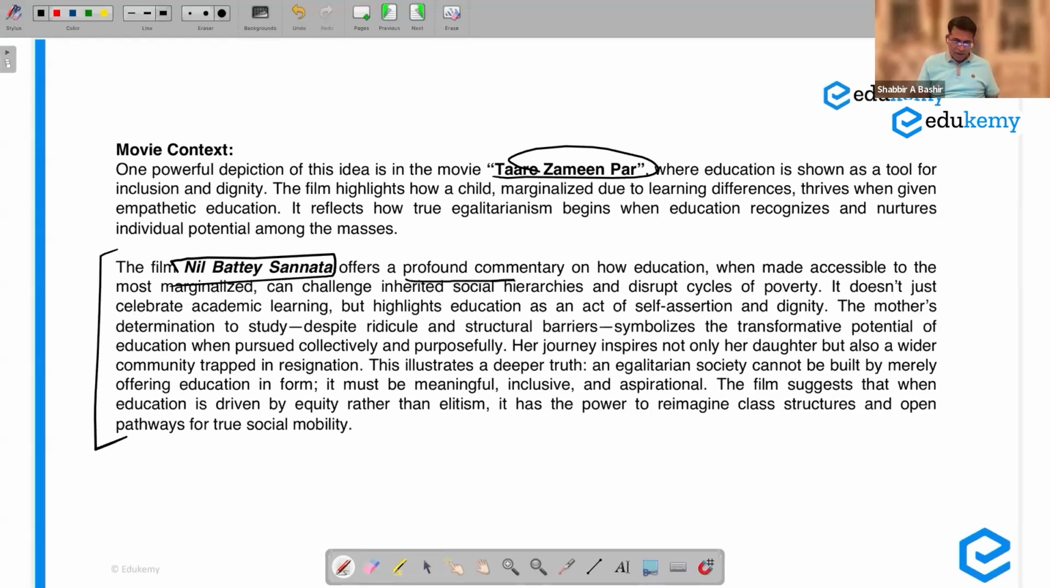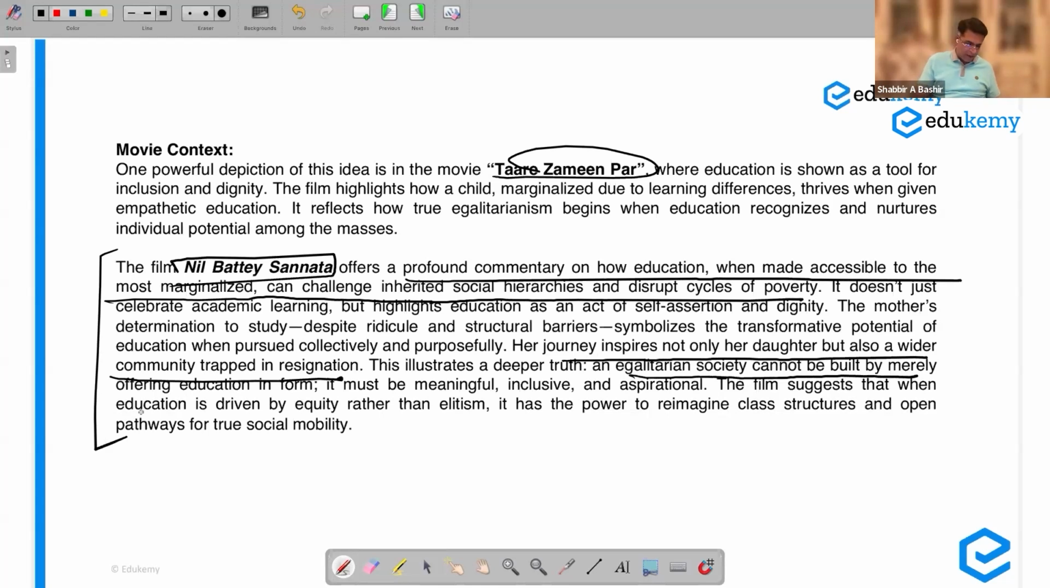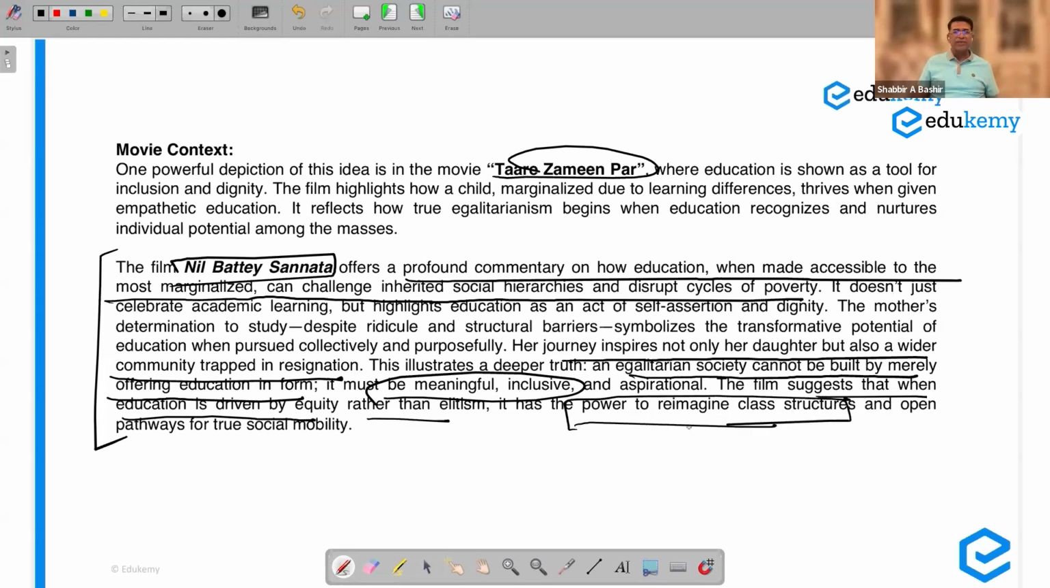It offers a profound commentary on how education, when made accessible to the most marginalized, can challenge inherited social hierarchies and disrupt cycles of poverty. Like in this movie, the journey of a mother inspires not only her daughter, but also a wider community trapped in resignation. An egalitarian society cannot be built by merely offering education in form. It must also be meaningful and inclusive. The film suggests that when education is driven by equity rather than elitism, it has the power to reimagine class structures. So don't just mention the movie, discuss the movie.